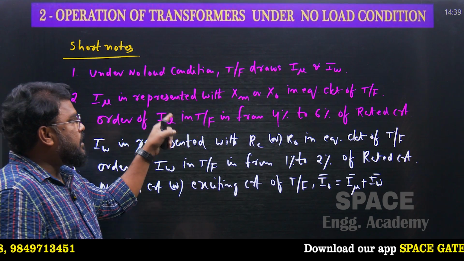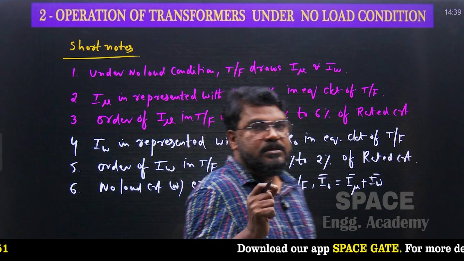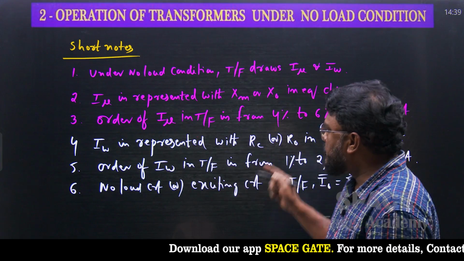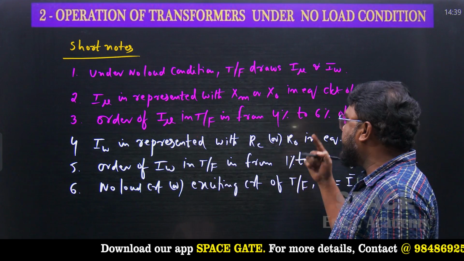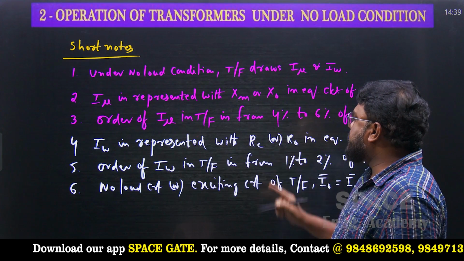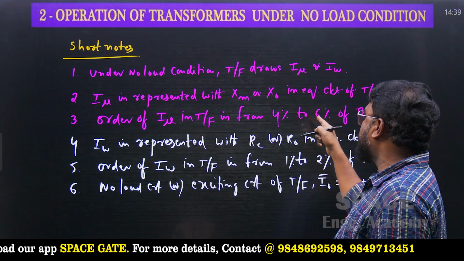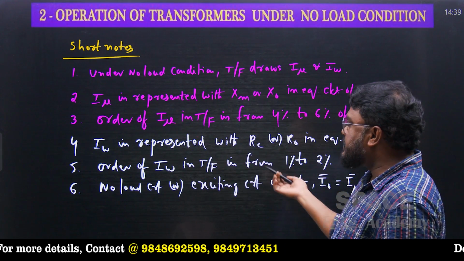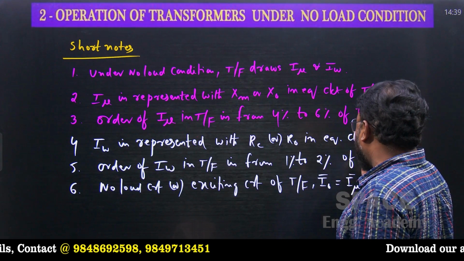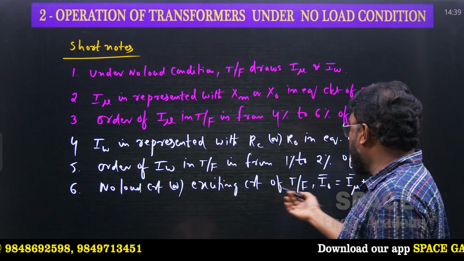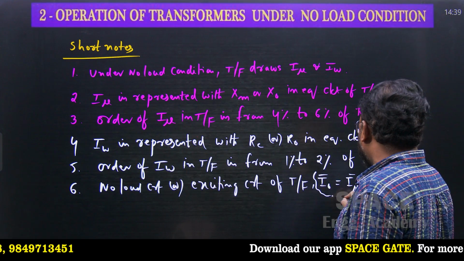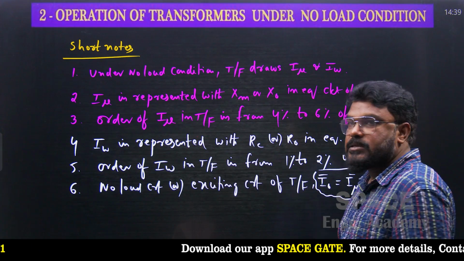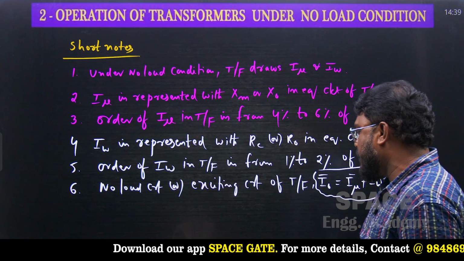So it is represented with the XM or X0 element. And next, coming to another point, the order of the magnetizing current in a transformer is always 4% to 6% of the rated current. IW is represented with R0 or RC in the equivalent circuit. So the no load current is the vector sum of these two currents, the magnetizing current and the iron loss component of the current.